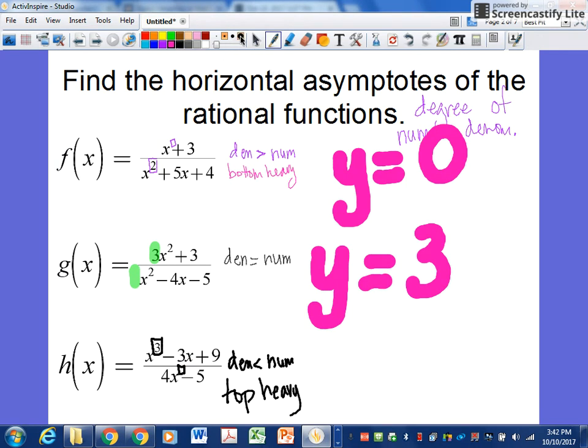So whenever this happens, and always when this happens, you're going to write down none. There is no horizontal asymptote if the rational function is top heavy. So those are your options: y equals 0, y equals some other number, or none for your horizontal asymptote.